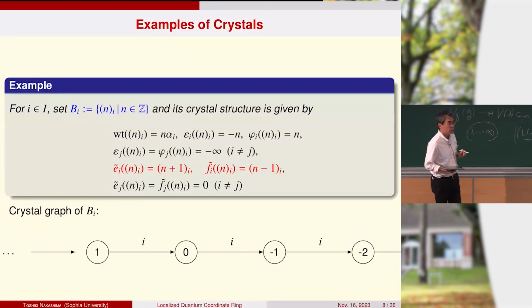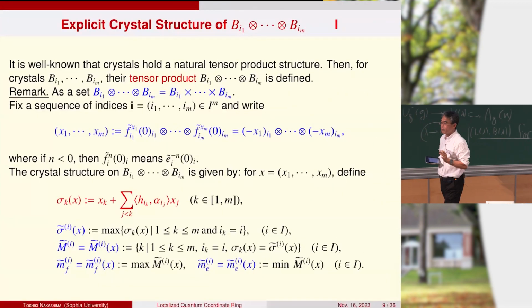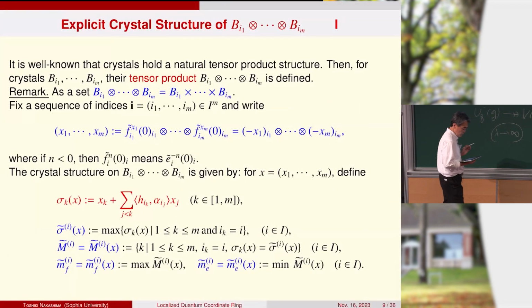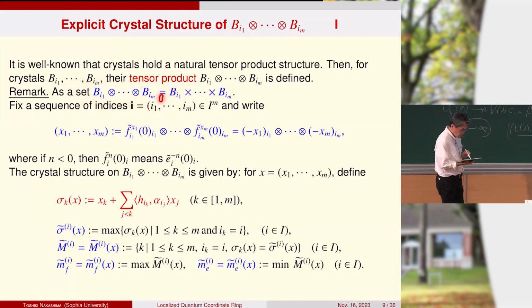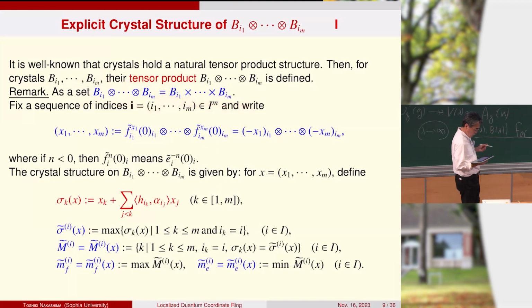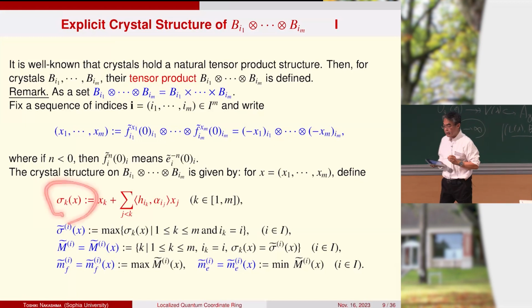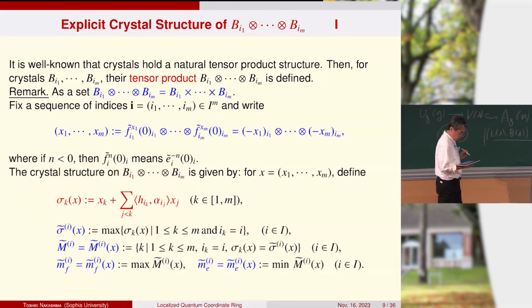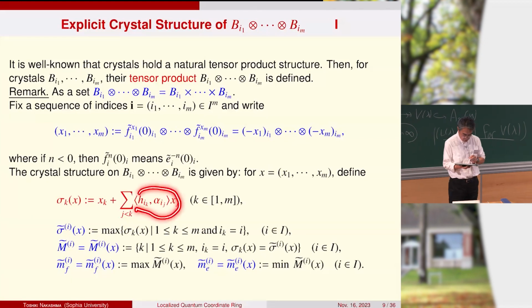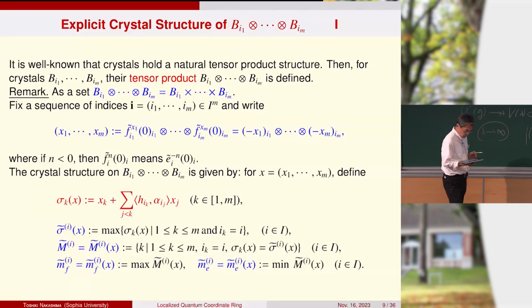This is a very simple structure, but it's very important for us today because a crystal basis has naturally the tensor product structure. Then we can consider the tensor product. As I said, this is just the direct product, okay? But its structure is simply described by using this function sigma k on this set. This is defined like this. This is a linear function, and its coefficient comes from the Cartan matrix.